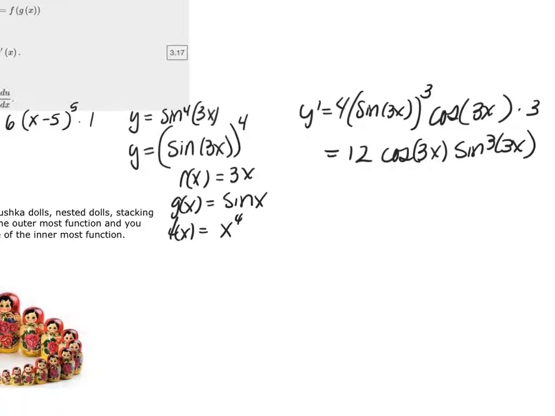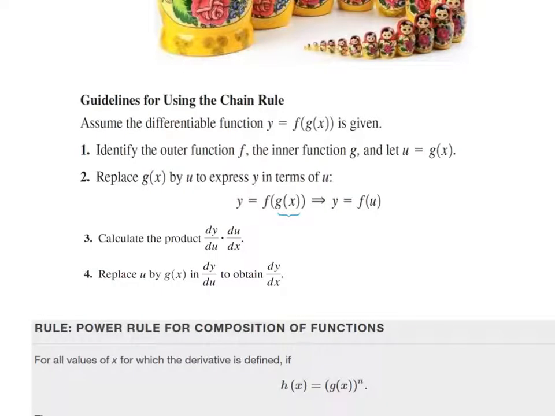I'll stop, give you an opportunity to read through it, write it down, and ask questions. So I'm going to stop right here. So if you let u equal g of x, then y is equal to f of g of x. So y equals f of u.